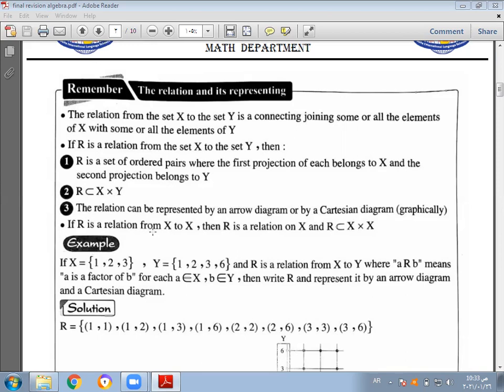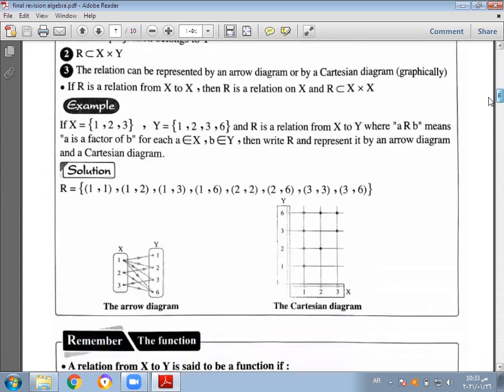If R is a relation from x to x, then R is a relation on x and R is a subset of x times x. Let's take an example. If x equals {1, 2, 3}, y equals {1, 2, 3, 6}, and R is a relation from x to y, where a R b means a is a factor of b, for each a belongs to x, b belongs to y, then write R and represent it by an arrow diagram.